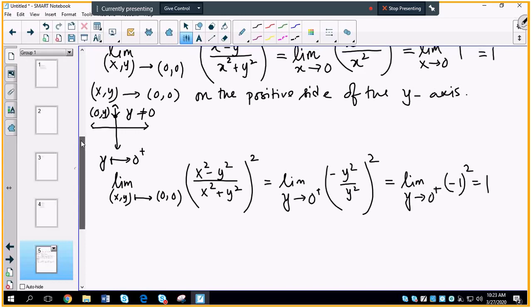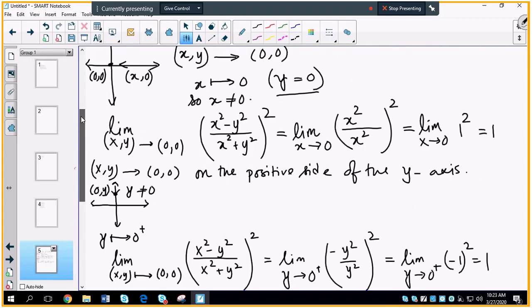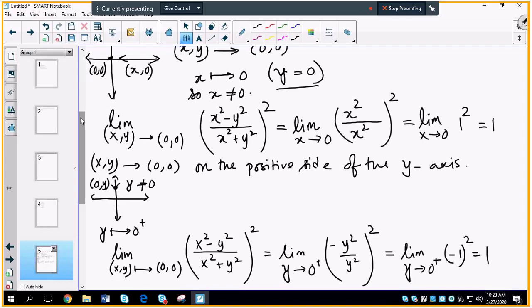But what if I did not have the square outside? So I have a square here. What if I did not have that? Then I do not have this square. I still get 1 in this situation.